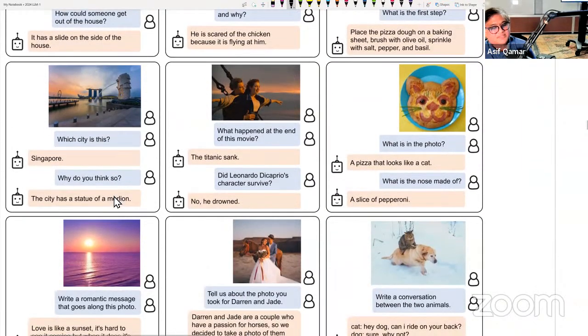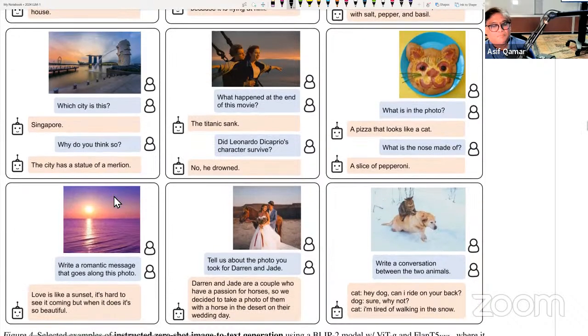Okay. Which city is this in? Singapore. What do you think? Why do you think so? The city has a statue of a merlion. So this is Singapore. Actually, I would have said the three pillars, because this building, as you know if you've been to Singapore, is iconic.